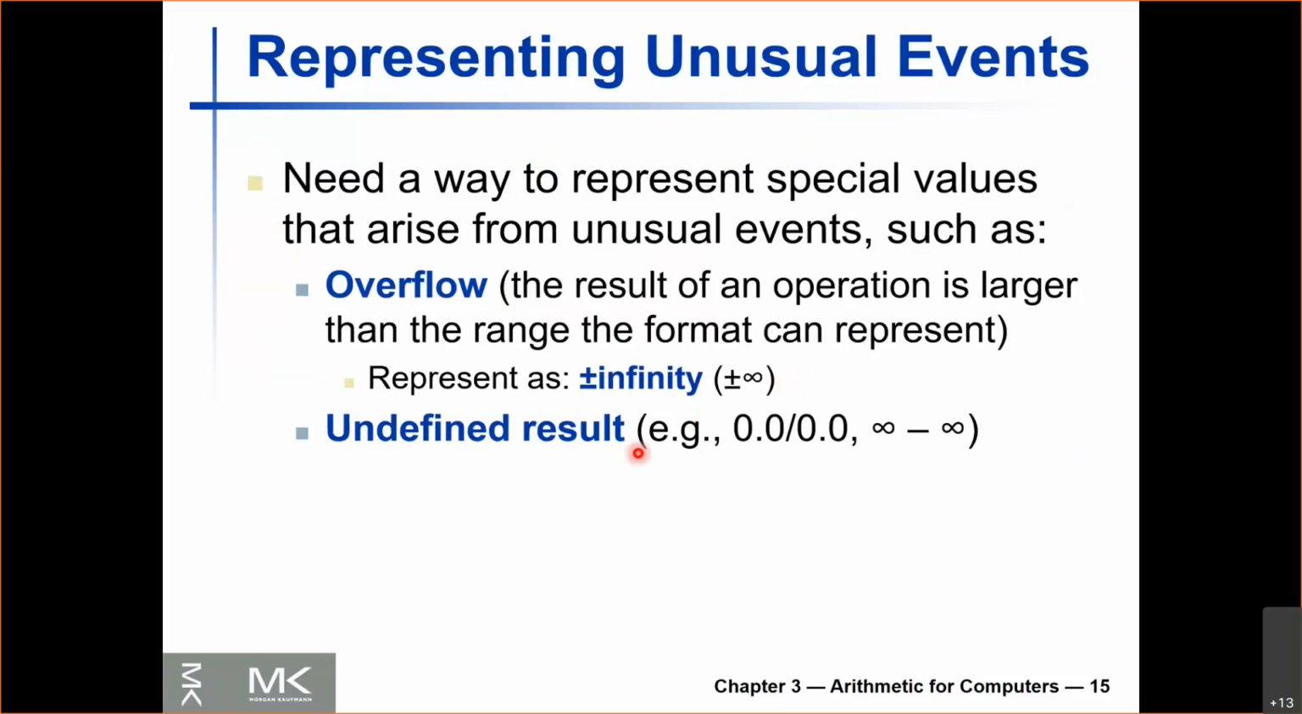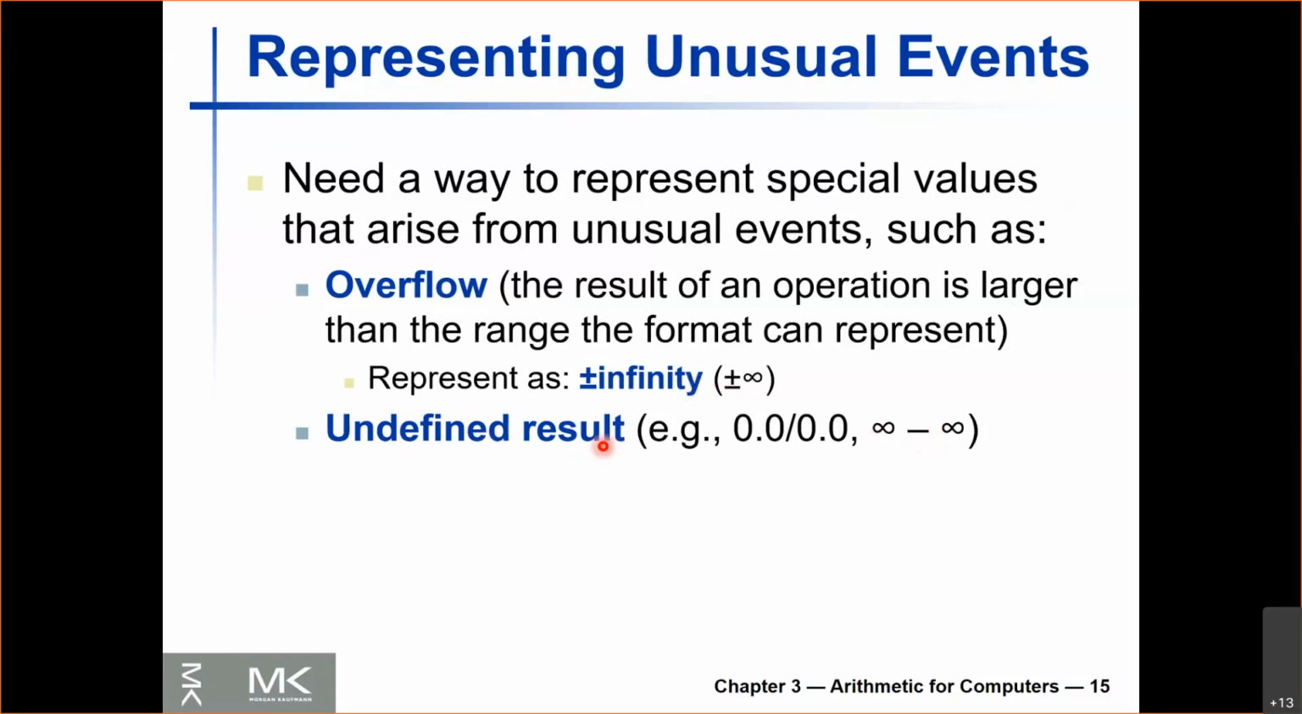We also want to be able to represent undefined results. So maybe I divide 0 by 0, or maybe I subtract infinity from infinity. Okay, so if I subtract infinity from infinity, where did this infinity come from? Well, it came from overflow. So if I have a number that overflows and I subtract it from another number that overflowed, the value is valid theoretically, but because of my hardware limitations and the size of the numbers I can store, when I subtract infinity from infinity, the result's not going to be infinity, but it's going to be undefined.